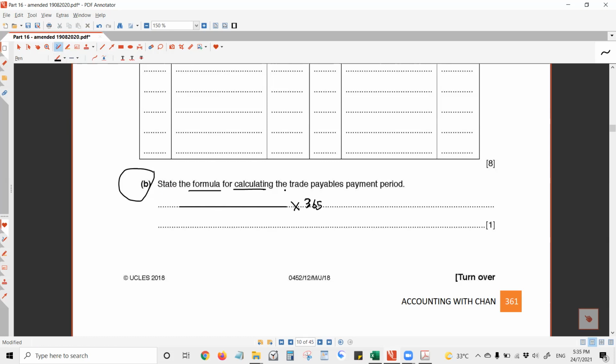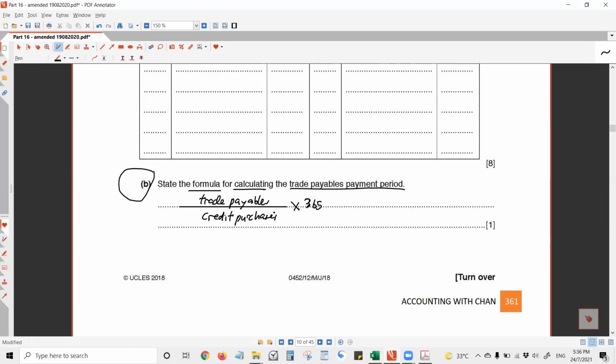Then this is trade payable payment period. So it's an old question because they use the term trade payable payment period. In the new exam setting, you would see this as trade payable turnover. So you write trade payable on top, then credit purchases.